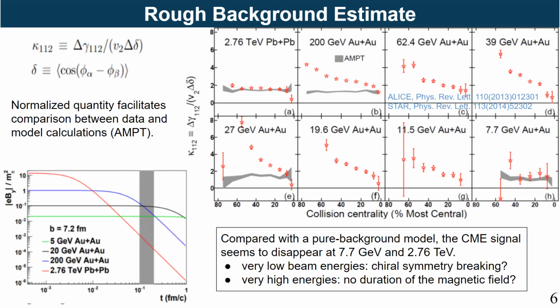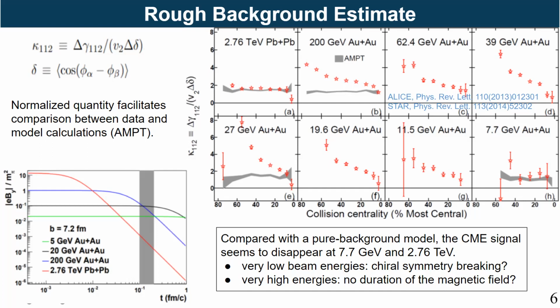So this figure shows the comparison of the kappa. We call this kappa 112, which is just a normalized delta gamma. And the gray band represents the AMPT simulation. And AMPT, again, has no CME, it's pure background. So at LHC energy, everywhere the measurement and the model agree with each other. That means everything measured by ALICE can be explained by pure background.